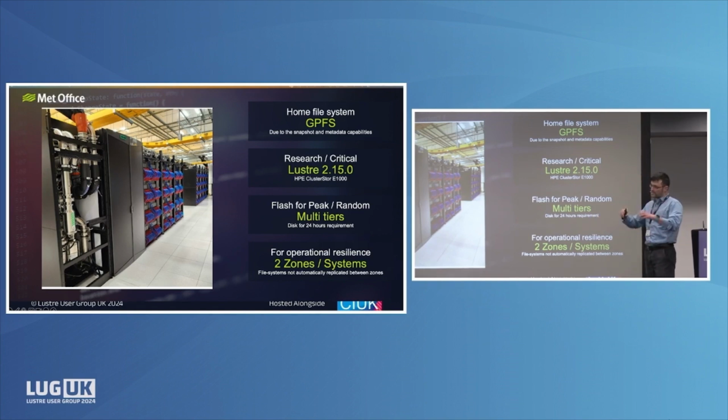So we are having two systems, what we call two external hosting zones for operational region. All the requirements you saw before were for one system. So you have to multiply everything by 2 for what we are going to use in the future. The file systems are not going to be automatically replicated because they are quite far from each other. So it's something that we want people to do manually.